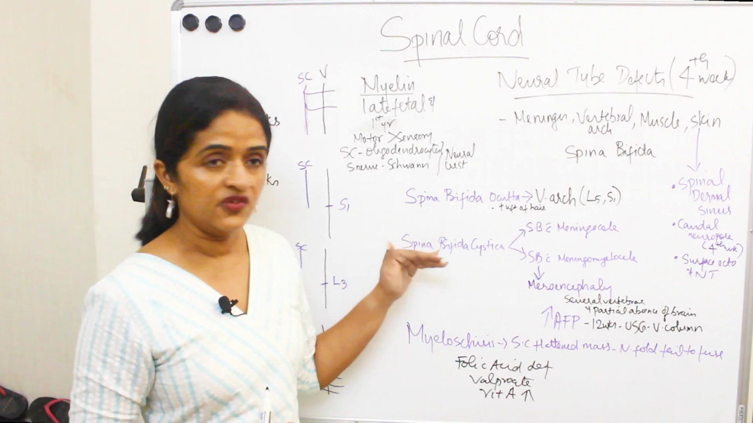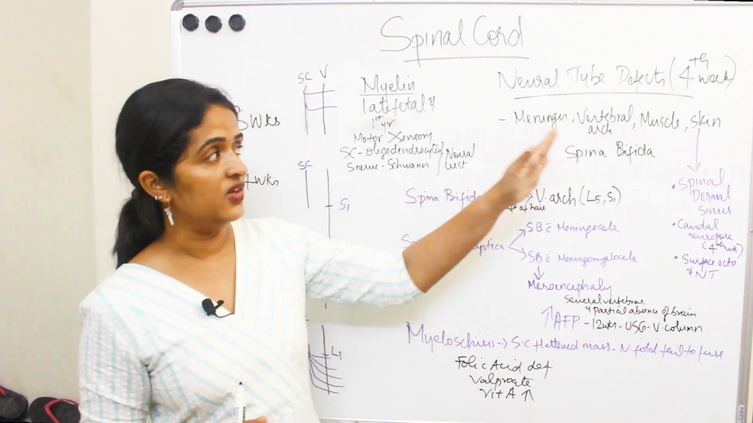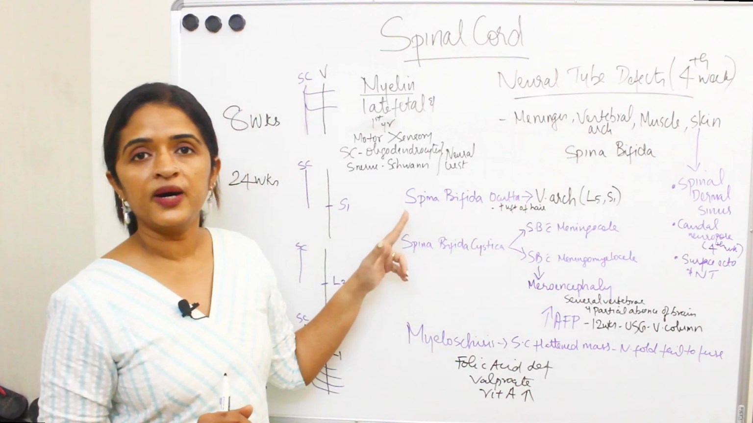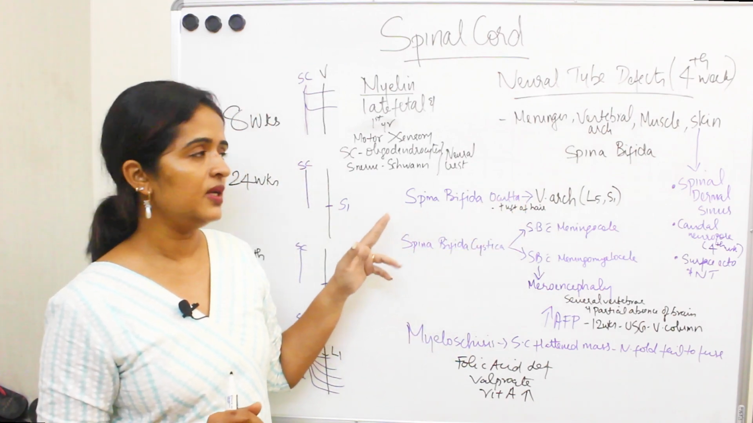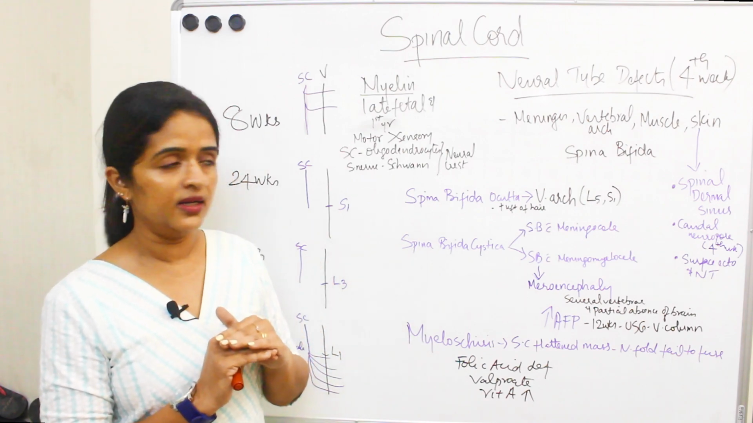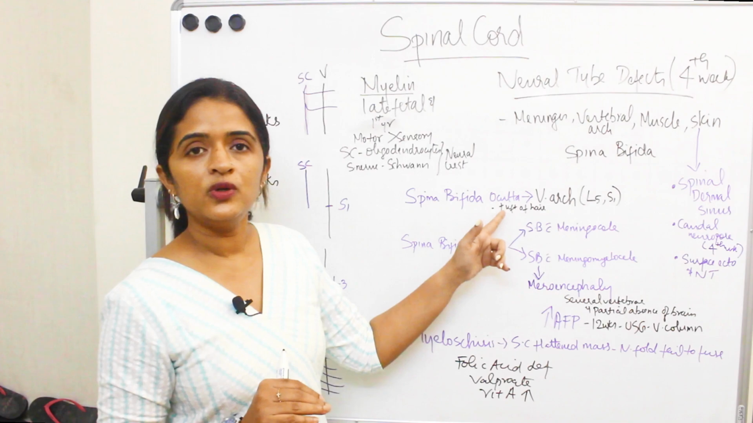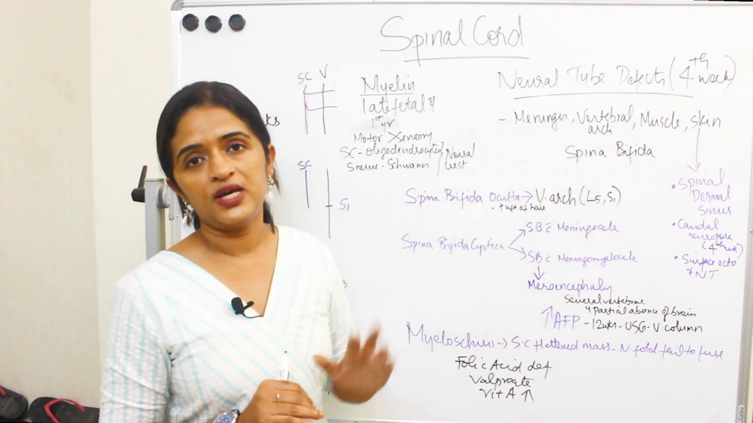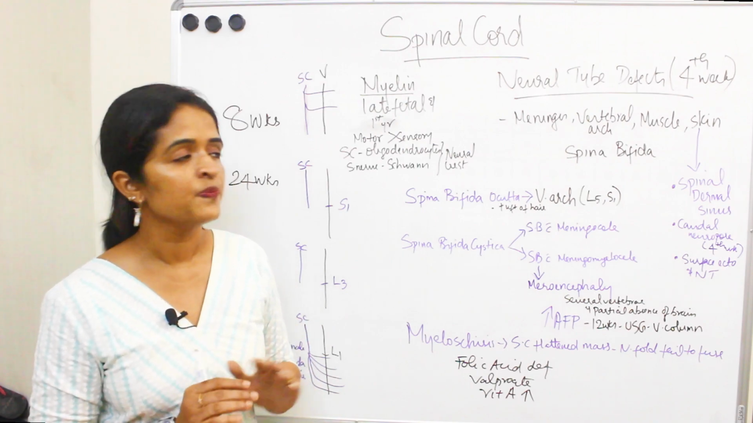Now we will see the different varieties according to the different elements of the neural arch involved. The first one is spina bifida occulta. Occulta means we know that the issues with the spinal cord is actually hidden. And instead you will be seeing a tuft of hair in the region of L5 and S1. So what is happening here?